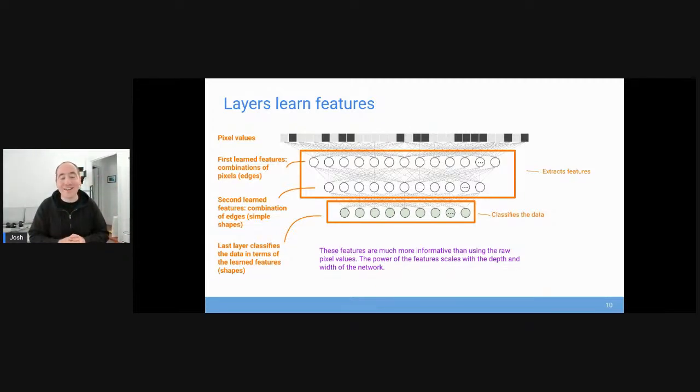So basically, combinations of pixel values might give you simple lines or simple edges. And the width of the layer indicates basically how many different types of features of that type you can learn to detect. So this layer might be detecting like 15 different types of edges. The next layer, instead of receiving the pixels as input, is receiving the features learned by the layer above it as input. So the next layer is receiving combinations of edges.